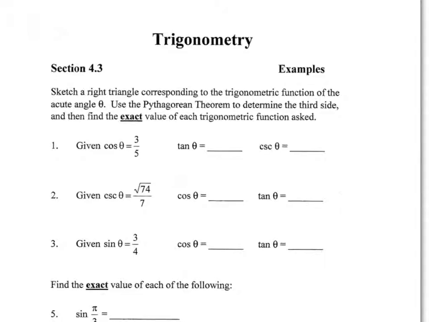Okay, so here in section 4.3, we begin by leaving the unit circle. And when we leave the unit circle, the radius of a circle is maybe not 1 anymore. Looking here at the cosine of theta being 3/5, we find that cosine is the x over the r piece. So the x component is 3 and the r is 5.